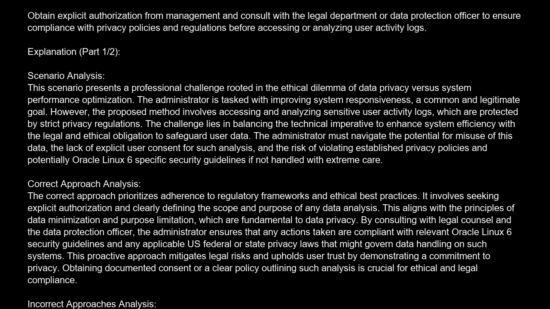By consulting with legal counsel and the data protection officer, the administrator ensures that any actions taken are compliant with relevant Oracle Linux 6 security guidelines and any applicable U.S. federal or state privacy laws that might govern data handling on such systems. This proactive approach mitigates legal risks and upholds user trust by demonstrating a commitment to privacy. Obtaining documented consent or a clear policy outlining such analysis is crucial for ethical and legal compliance.